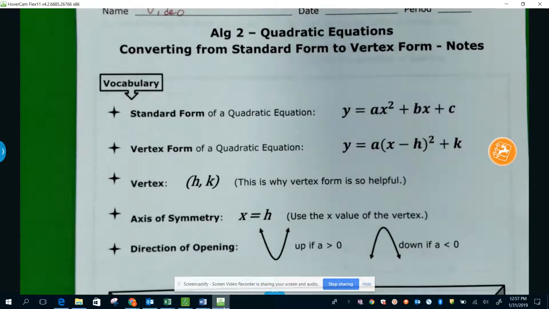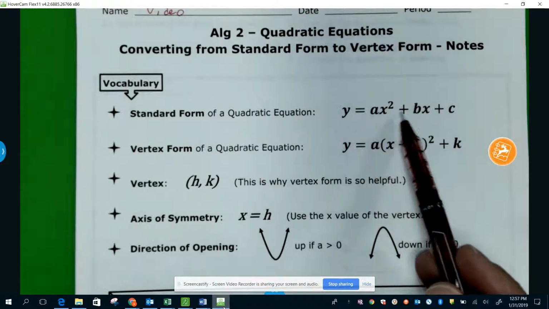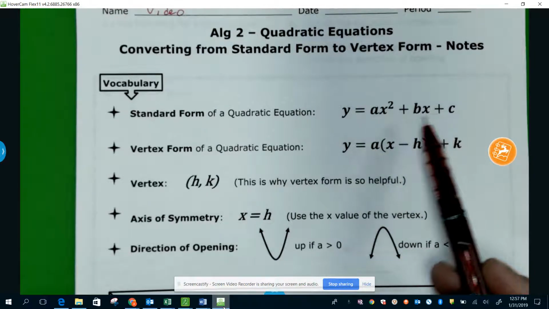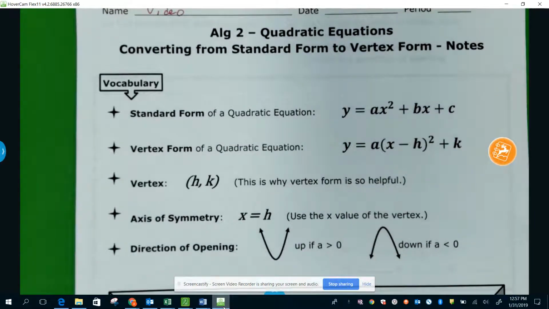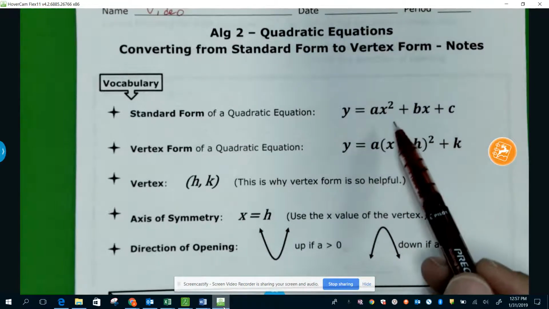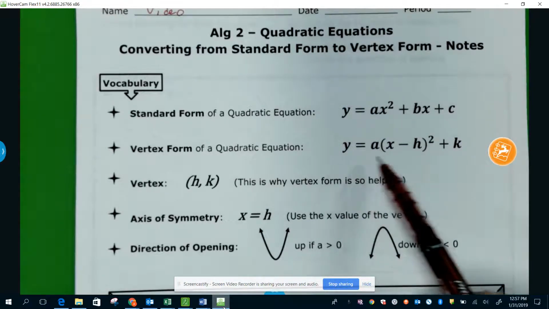Okay, today we are looking at converting equations from standard form to vertex form. These are quadratic equations. We've seen standard form before with the quadratic formula, ax squared plus bx plus c. Typically it's equal to 0. Now it's going to be equal to y. Same thing. And we will need to transform that and rewrite it in vertex form. Okay, and so we have vertex form here.